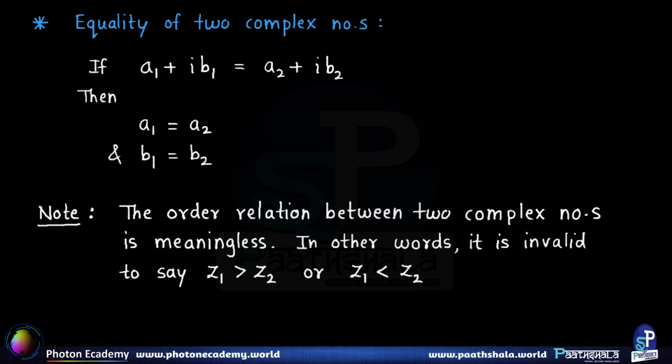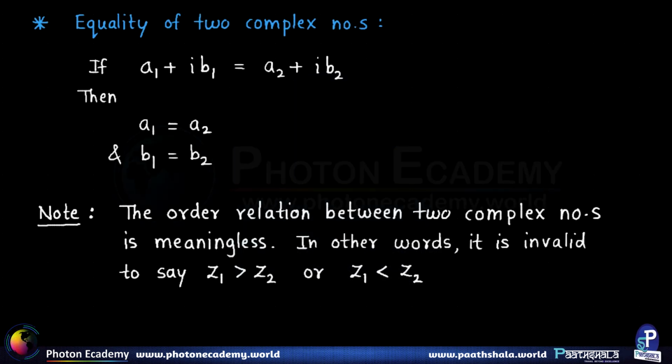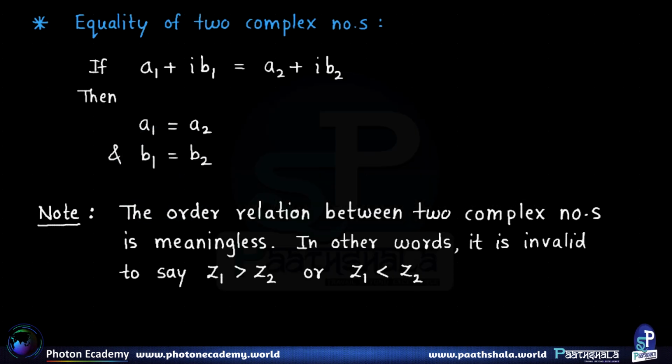Now we have to note one important thing about complex numbers: the order relation between two complex numbers is meaningless, that is, it's not defined. In other words, it is invalid to say whether z1 is greater than z2 or z1 is less than z2. So basically we cannot arrange them in that particular order. We can only have their equality, if at all it is possible, but not the order relation between the complex numbers.